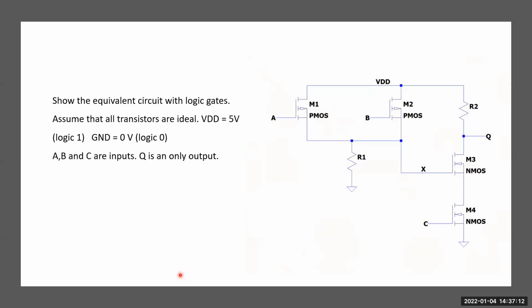This is the last question we are going to solve today. This is the logic gate circuit, consisting of PMOS and NMOS transistors. Assume that all transistors are ideal and VDD is 5 volt, logic 1, and ground is 0 volt, logic 0. A, B, and C are our inputs. Q is the output here.